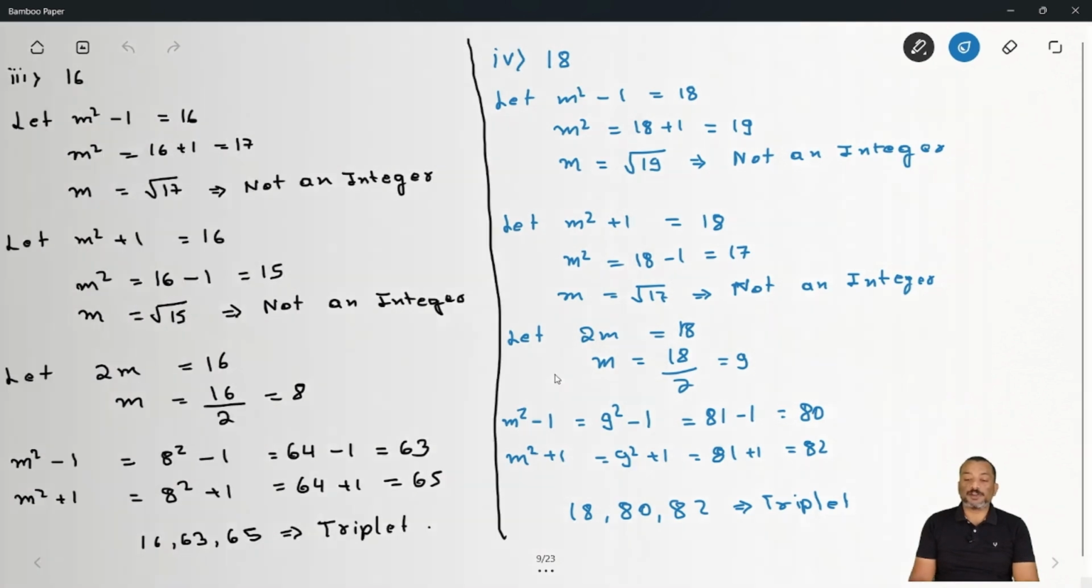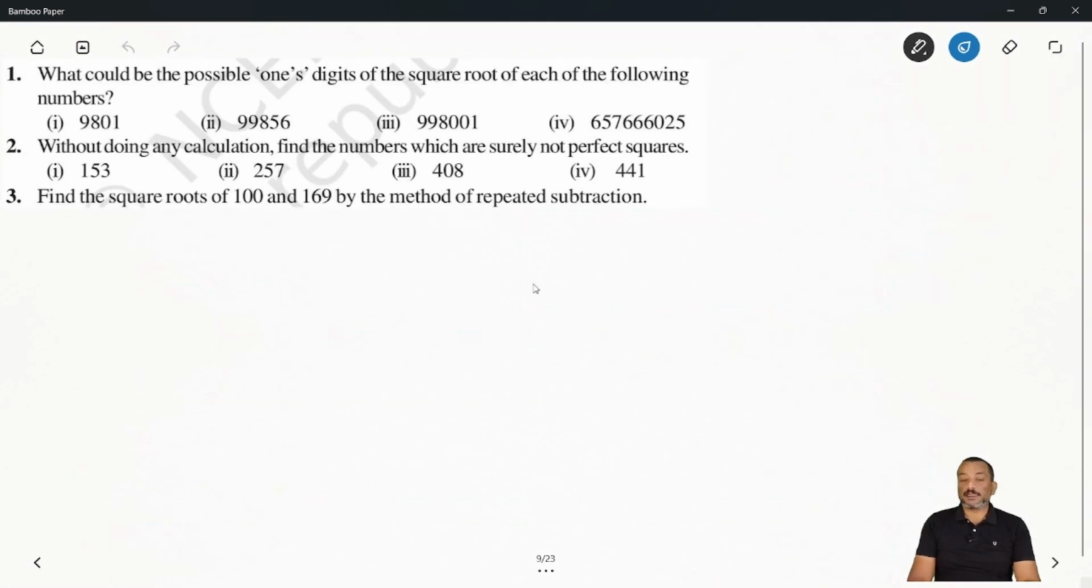Okay, now coming to the next question, this is an exercise, exercise 5.3. So the question is given. You can see the first question, it is saying what could be the possible one's digits of the square root of each of the following numbers.